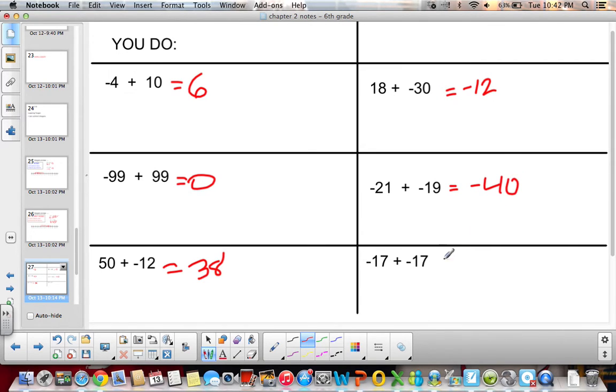Negative 17 plus negative 17 is not 0. It would be negative 17 plus 17 to be 0. This time it's two negative 17s, so then it would be negative 34.